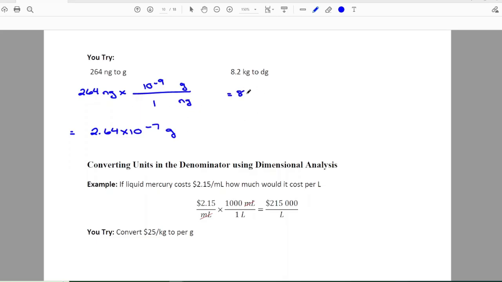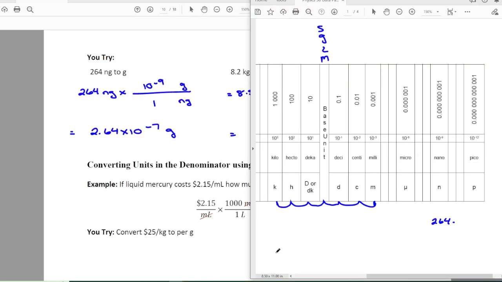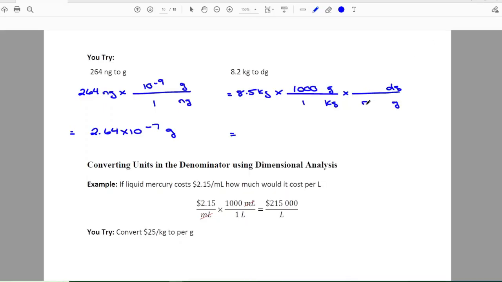All right, next one. I'm in 8.2 kilograms. I want to convert to decigrams. So the first thing I'm going to do is go kilograms into grams. Then I'm going to go grams into decigrams. I know that the conversion is that 1 kilogram is 1,000 grams. And then this conversion here, if you go back to your formula sheet, deci is 0.1. So I'm going to put 0.1 to 1. Okay, remember that number that's on the formula sheet is always what goes with the grams.